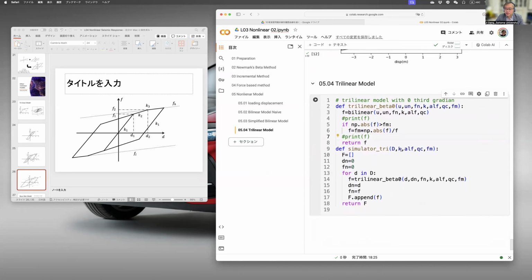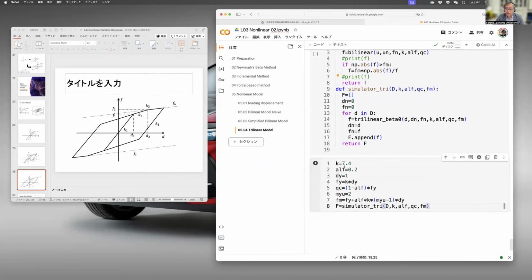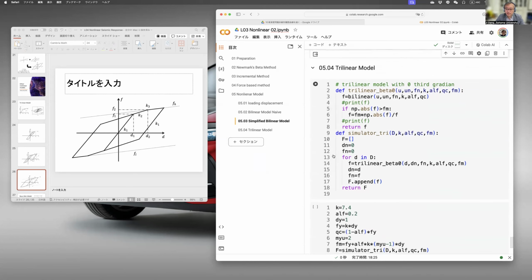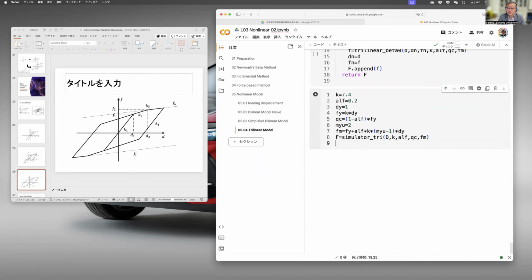And we do some simulation. We need D, K, alpha, QC, and Fm, which we need to set in the beginning. So I have some parameters. K is 70.2, alpha is 0.2, dy is 1, Fy is K multiplied by dy, and we calculate it from EF and FF, and do the simulation. So Fm here is from Fy, here is Fy, right?